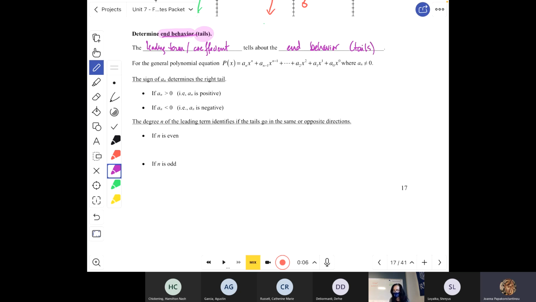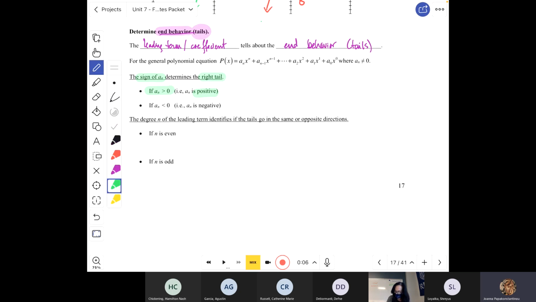Okay? So again, I like to put everything in standard form and then focus my attention on that leading term, the coefficient and then the degree. So if you have a polynomial as we defined, if the sign of a sub n, the leading coefficient, is positive, greater than 0, then we know the right tail is going to go up.